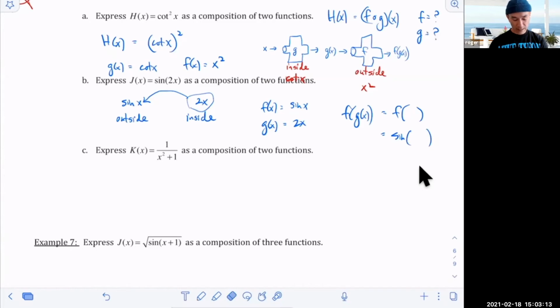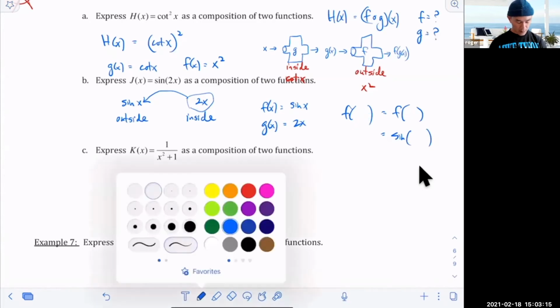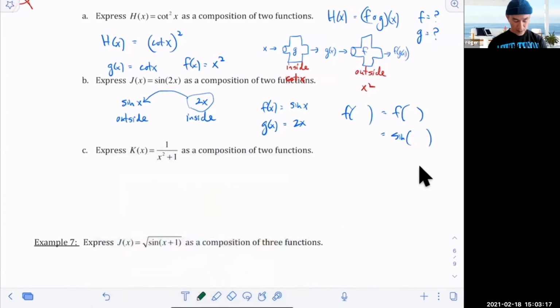So maybe I'll write it like this. We have g of x like this. The g is going to be a 2x. So then this is going to be 2x like this. And that's exactly the j function. Okay.